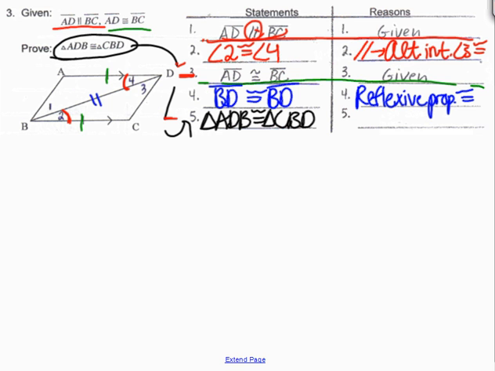Now that I'm done with blue, I can say that my triangles are congruent. So this is where I'm looking back at my picture. If I'm looking at these two separate triangles, I see that I have two sides and an angle, but that angle's included. It's in between the two sides. So the reasoning for this one is side, angle, side.